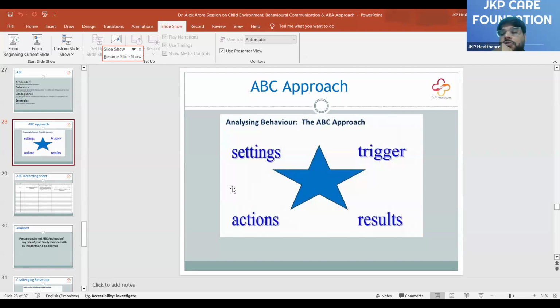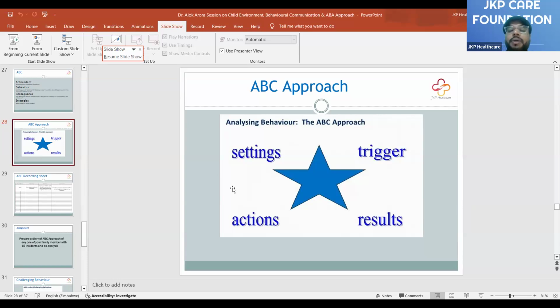Time of the instruction is also important. If the child is already hyperactive and at that time you are giving instructions: No, you are not doing this. You should not do this. Why are you crying? Don't cry at this time. If you are crying, if you are shouting, I will not give you chocolate. The child is not in position. The child is not in the mood to listen to you. The child is not in the settings to listen.